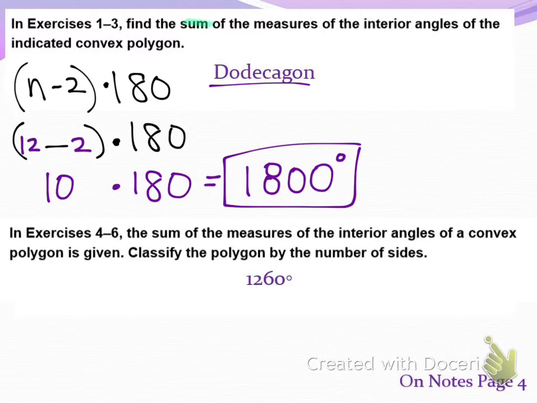Okay, so you can do this in your head, or you can set this equal to the formula, because this formula, depending on what the n is, what the number of sides is, would give you 1260. So what is the first thing I want to do? Divide by 180. All right, what is 1260 divided by 180? 7.